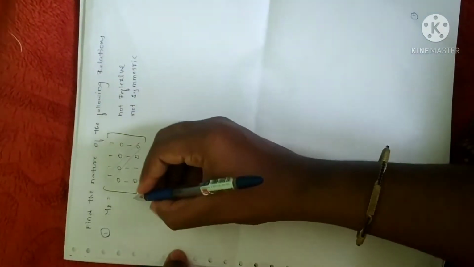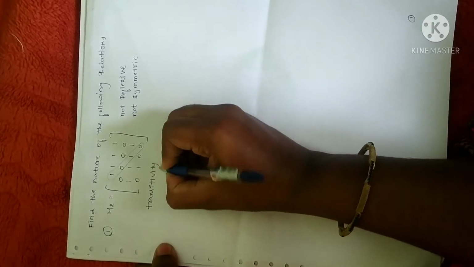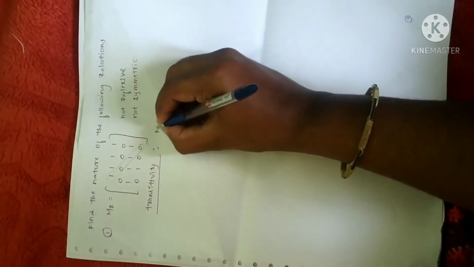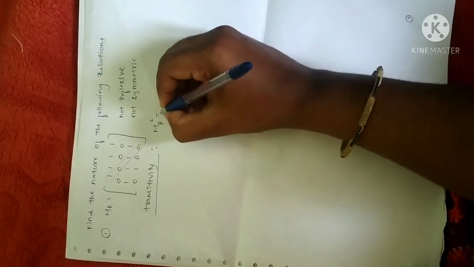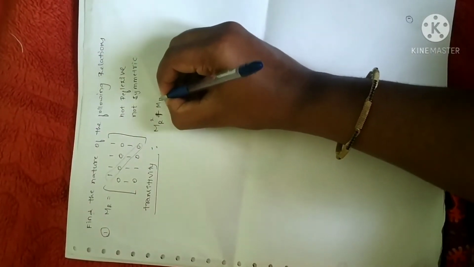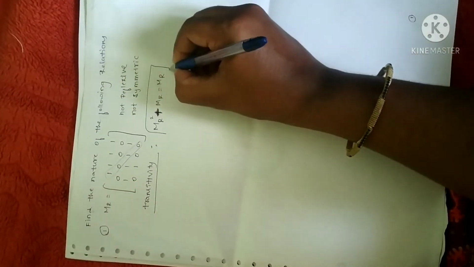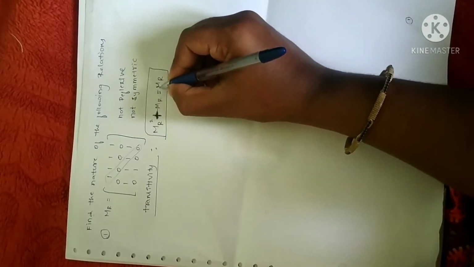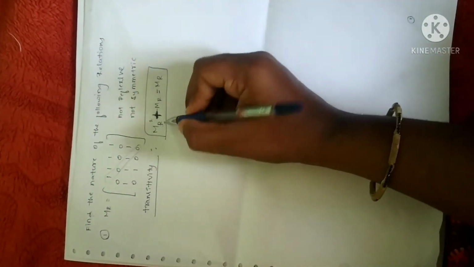Now the new concept is coming, the concept of transitivity. For transitivity, given a matrix, we can decide whether it is transitive or not only by checking the condition MR square plus MR is equal to MR. In the previous session also, I told you the same thing. If the matrix of a relation satisfies this particular condition, we can say the given matrix is transitive. So let me verify whether it is transitive or not.